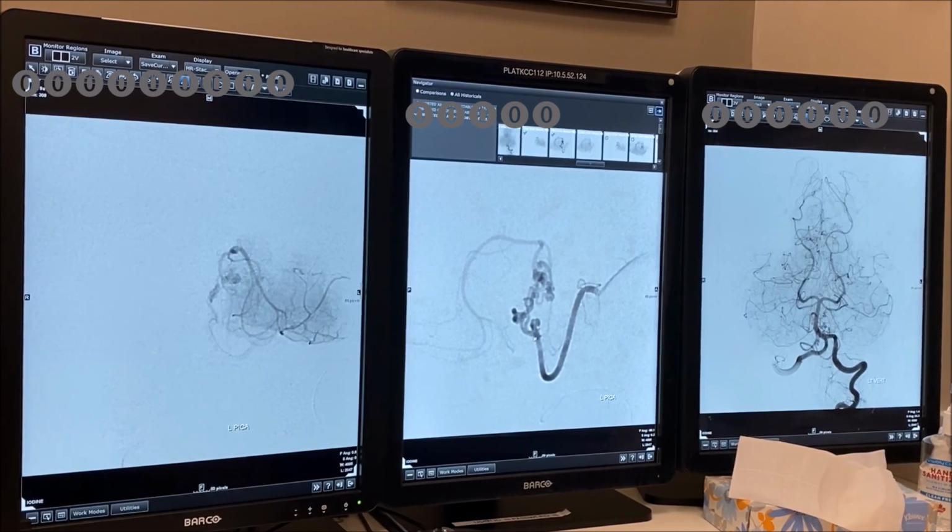Nice case, huh? What do you think caused this? I don't know, some kind of revascularization? She has no history of any trauma. She has no history of anything. Yeah, that's very true. When you think you've seen it all, something else comes up.